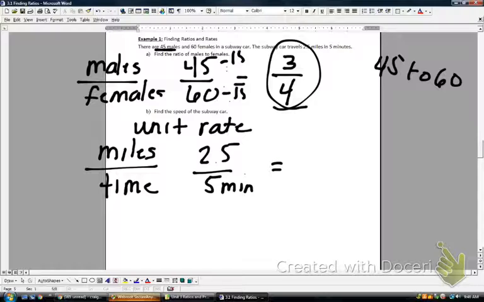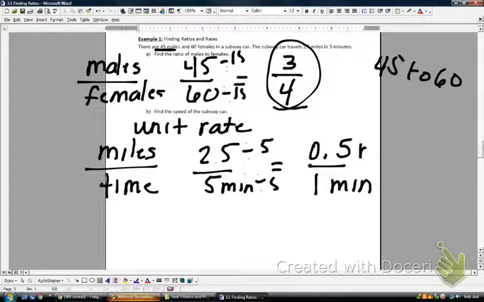I want my denominator to be 1, so I need to divide this by 5 to get a denominator of 1. If I divide my bottom by 5, then I also have to divide my top by 5. And I can do that on a calculator. 2.5 divided by 5 comes out to be 0.5 miles. And you might want to check that, so you might get your calculator and check that. Don't just take my word for it. So the subway car goes 0.5 miles in 1 minute.